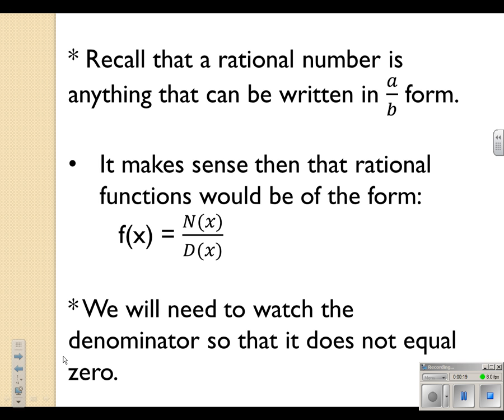So recall from the past when we talked about rational numbers back in junior high and Algebra 2, rational numbers mean that something can be rewritten in a over b form. So in this section we're going to talk about rational functions, so it makes sense that a rational function could be of the form n of x over d of x. Now n of x means nothing more special than the numerator function. D of x means nothing more special than the denominator function.